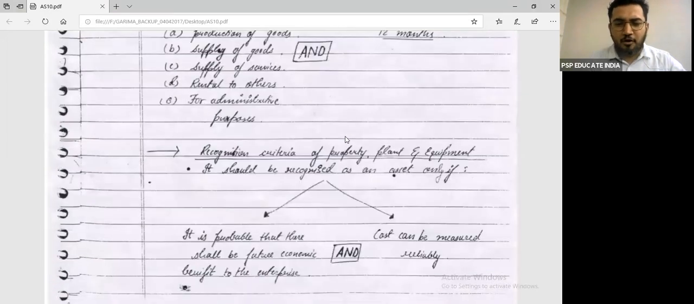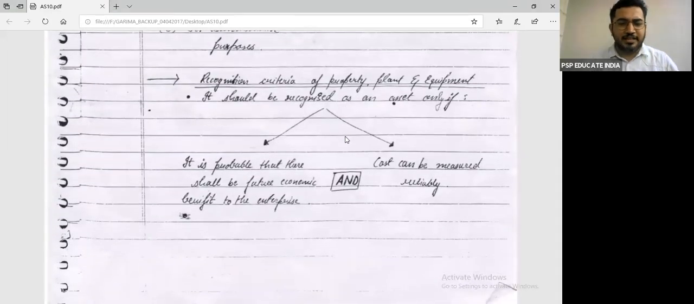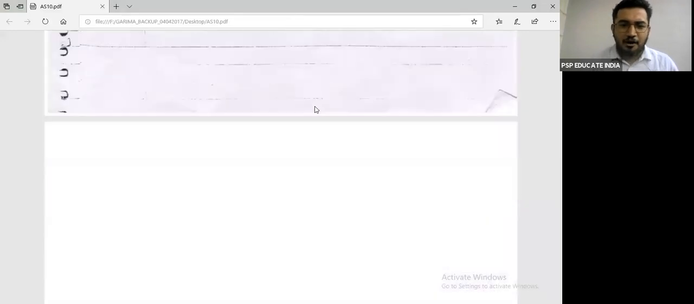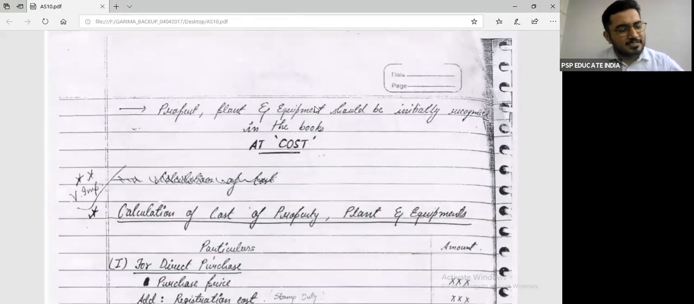After that, we understood when will you record this property, plant and equipment in the books of accounts. You will record it when both the conditions again are satisfied. It is probable that there shall be future economic benefits to the enterprise, and most importantly, cost can be measured reliably. After that, we did understand that initially every property, plant and equipment will be recorded at cost.